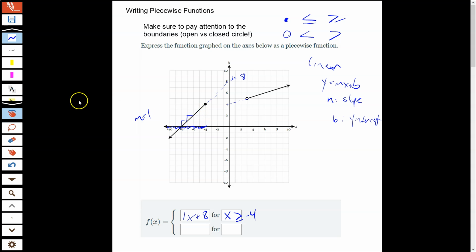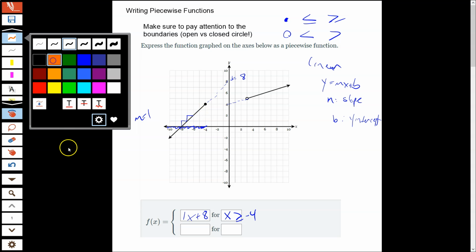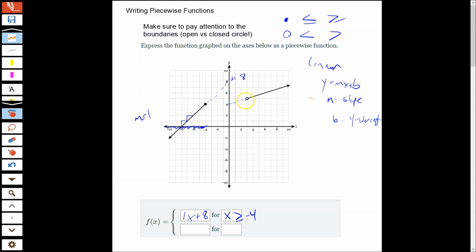So that describes the left-hand piece, and I'll switch colors for the right-hand piece. The right-hand piece looks like it has a y-intercept of 4 and a slope of, let's see, up 1 to the right 3, 1 over 3. Okay, so I would say 1/3 x plus 4, and then here it looks like we go from -3, and we have an open circle this time, to infinity, so I'd say x strictly greater than -3. Okay. So there's your example.